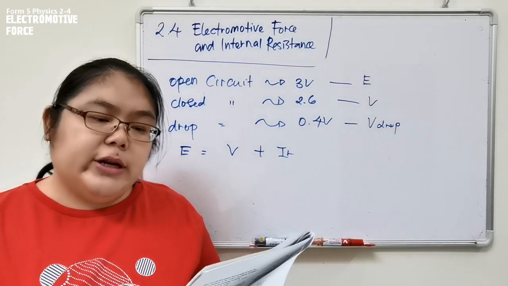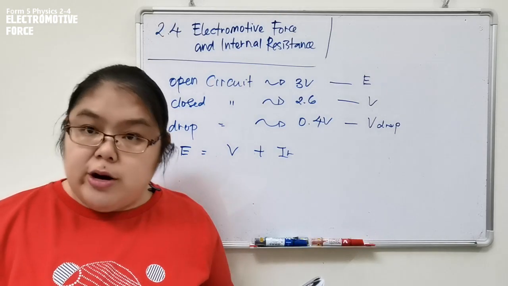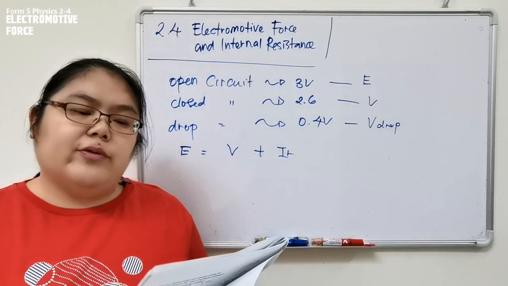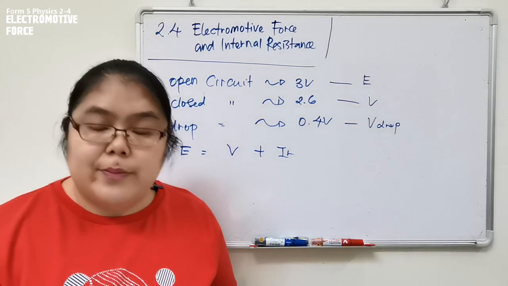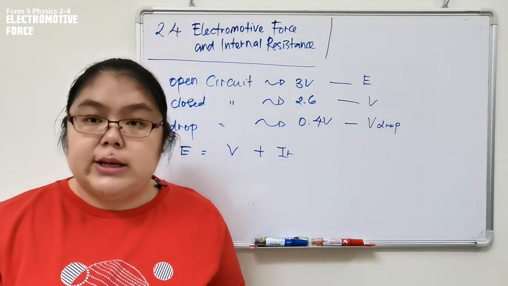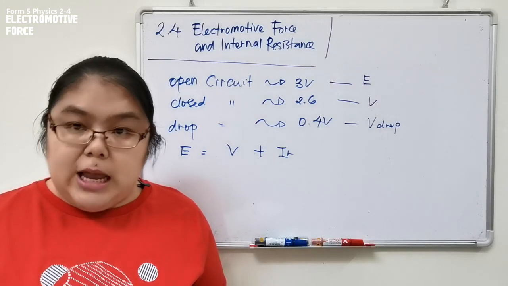Number 2, the reading of the ammeter and voltmeter, you also need to record when the circuit is open. After that, the last one, you close the circuit. Same thing: what happens to the bulb and the readings of the voltmeter and ammeter? Refer to the table.